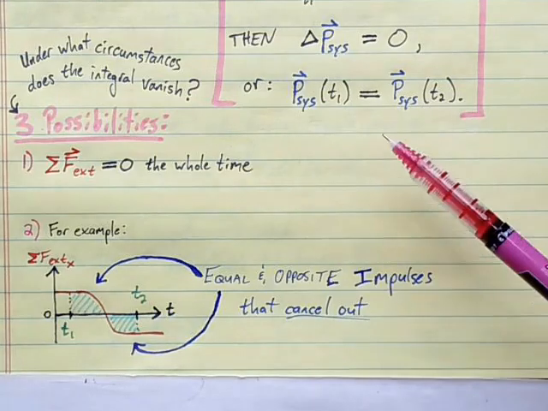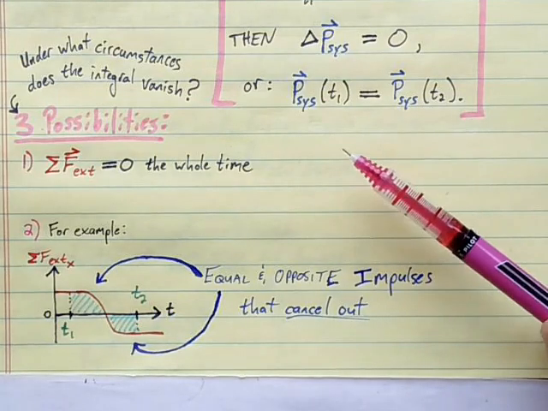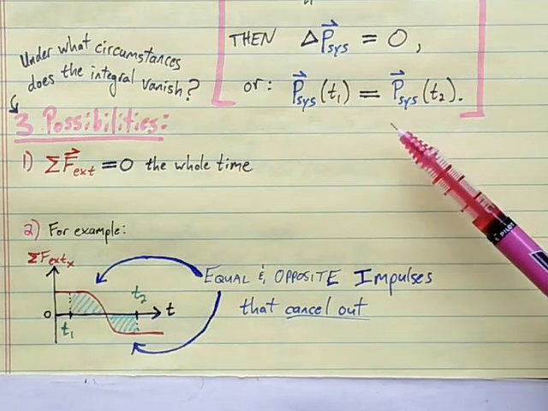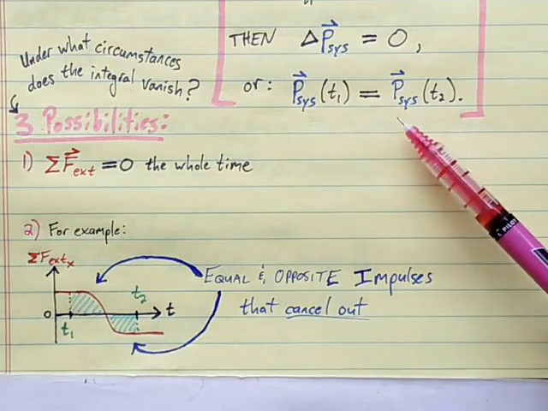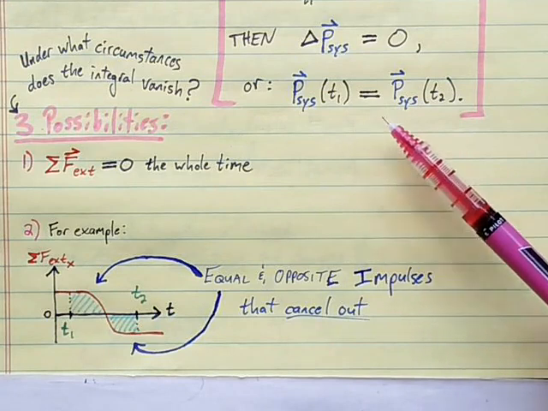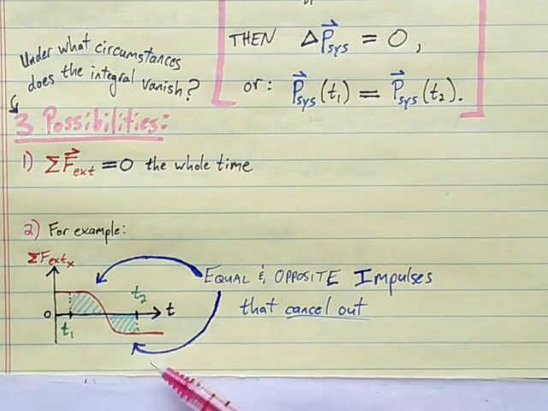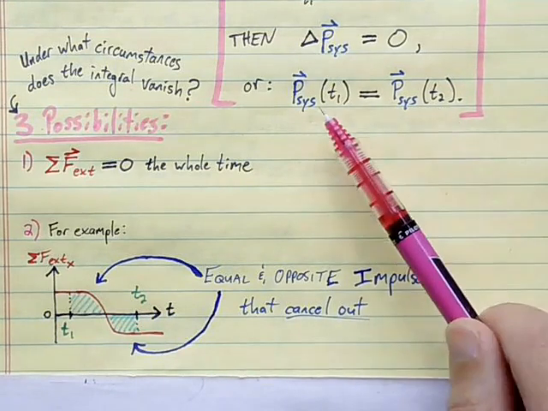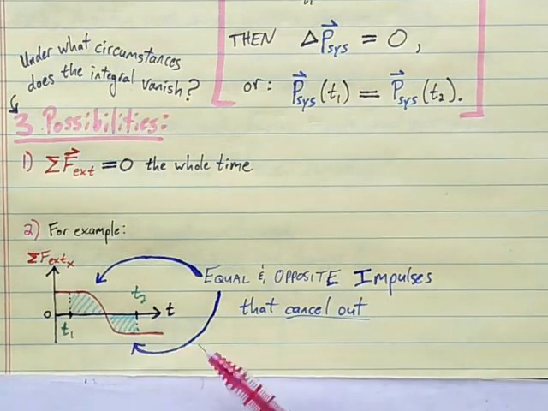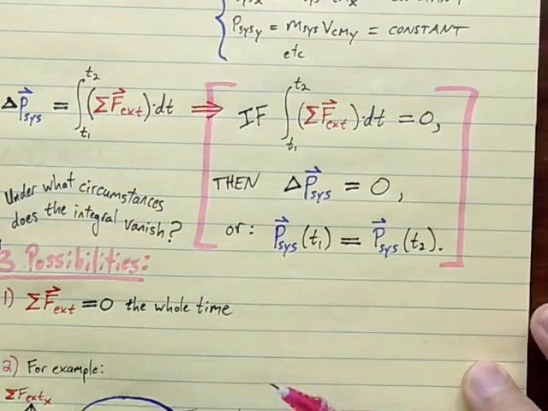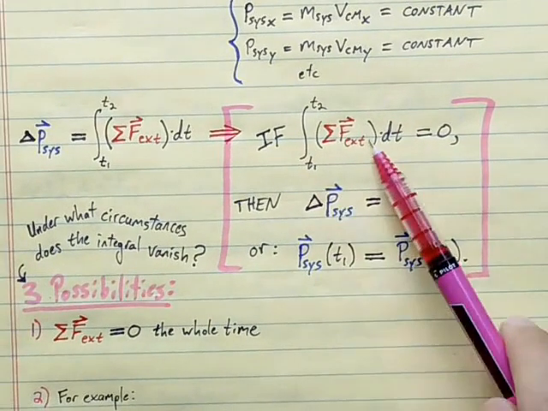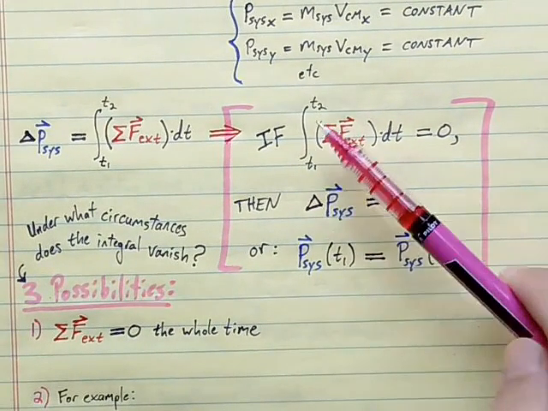So maybe a stricter use of the term conservation would require us to say that momentum wasn't conserved here. It changed during that time. It happened to end up at the same value as it started with, but it did change during that time interval. So maybe you consider that to be conserved, maybe you don't. But it is a way in which this integral could vanish over some time interval.